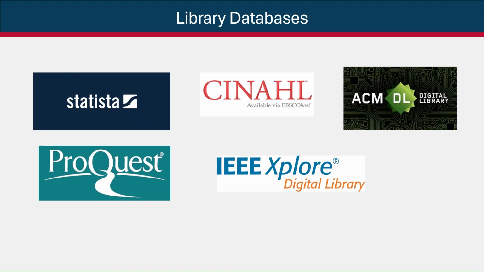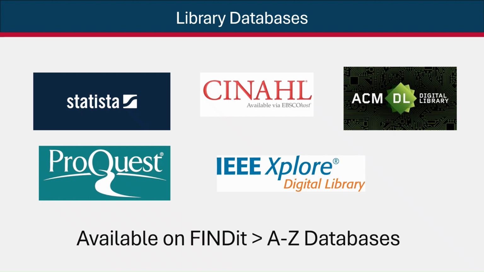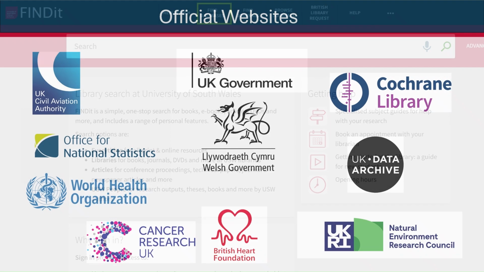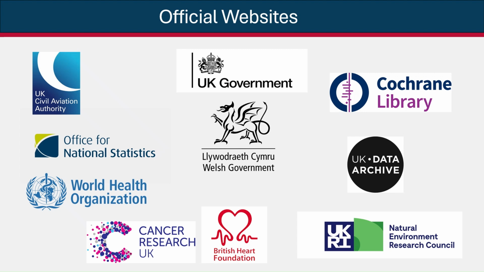Or you could try using one of our specialist databases, such as Statista for industry data or CINAHL for clinical trials. These and many more are available on Find It. Go to the Find Databases link on the home screen. Official websites like the Office for National Statistics, government sites, charities, or the World Health Organization are just some examples of good sources.